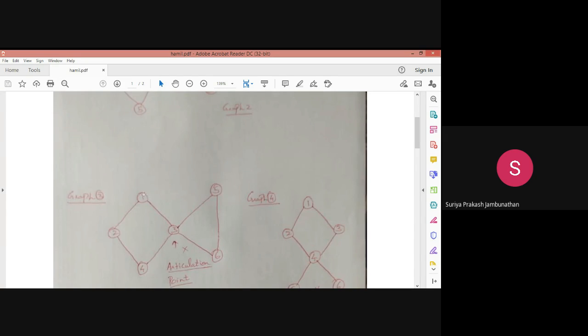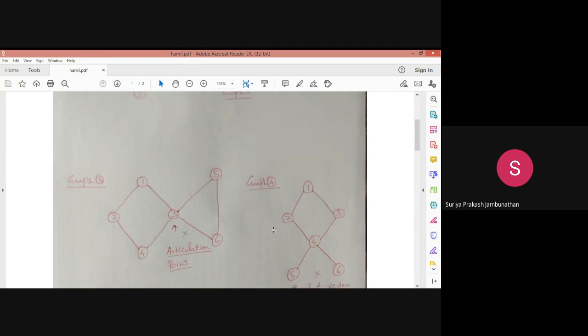So when you are starting from 1, 1 to 2, 2 to 4, 4 to 3, 3 to 5, 5 to 6, 6 to 3 again, then again you have to reach node 1. So 3 has to be visited 2 times. So this type of node is an articulation point. When you have an articulation point in a particular graph, it's not possible to make a Hamiltonian cycle. So that's the concept. Next to that, graph 4.